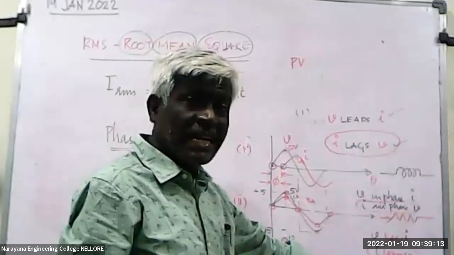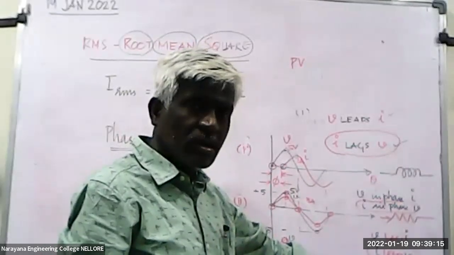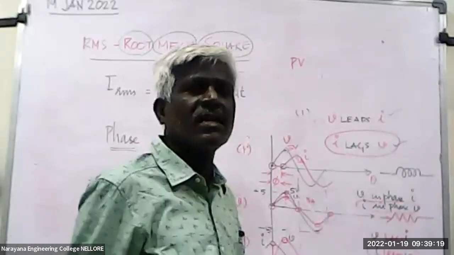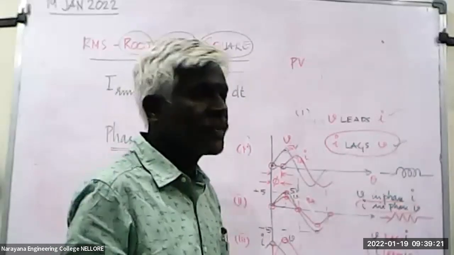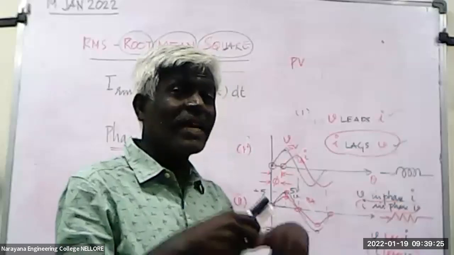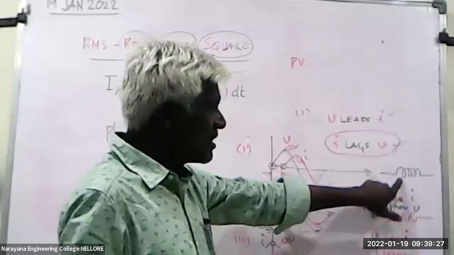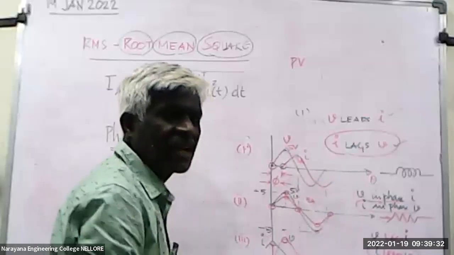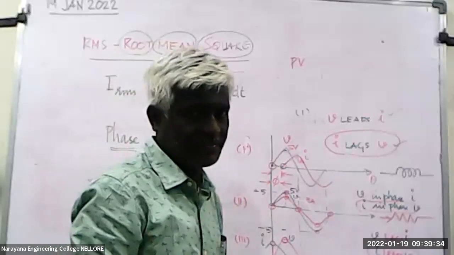When you connect a capacitive load, current is leading and voltage is falling behind. Then also real power is not delivered. The power which is getting wasted, which is not doing any useful job in the case of an inductor and capacitor because of this leading or lagging, we call reactive power.